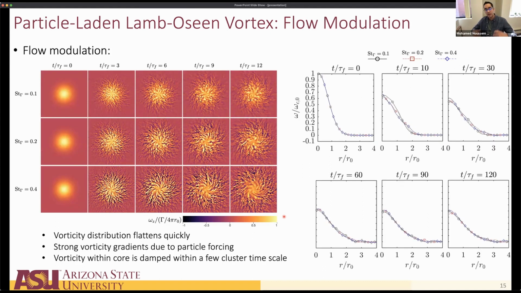Okay. Now, what actually happens to the flow? So this is the part that we don't really know. Here what I'm showing is the axial vorticity, and you can see that the particles have a significant effect on vorticity. We can see that there are these sharp gradients, and that the vorticity distribution increases in size. And sure enough, if you look at the radial profiles, you see that the vorticity distribution flattens quickly, much quicker than you would have with just viscous dissipation. And we have these strong vorticity gradients and so on. So overall, the vorticity is damped in the core within just a few clustering timescales.